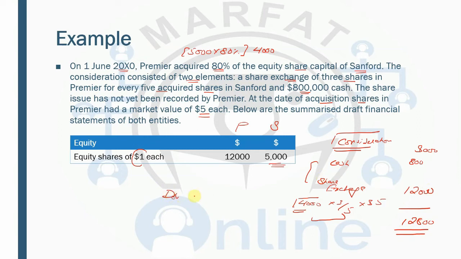Now we pass the double entry. So debit cost of investment by 12,000. Credit share capital. Now you credit the share capital by the par value. So you have to split this into $1 and $4. So 4,000 multiplied by 3 divided by 5 gives you 2,400, which is the par value, and the rest will be the share premium, 9,600.